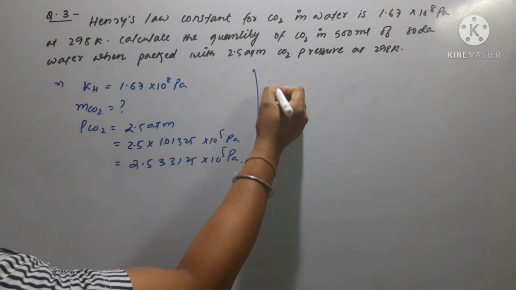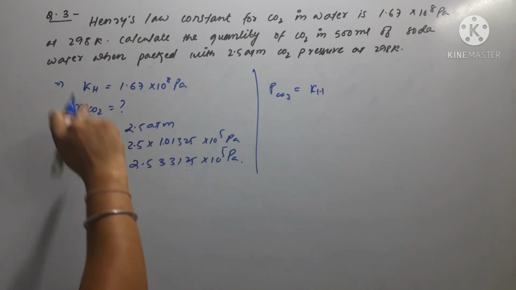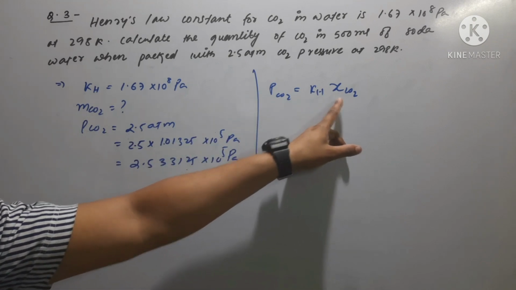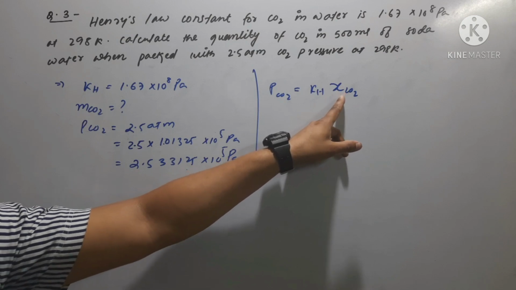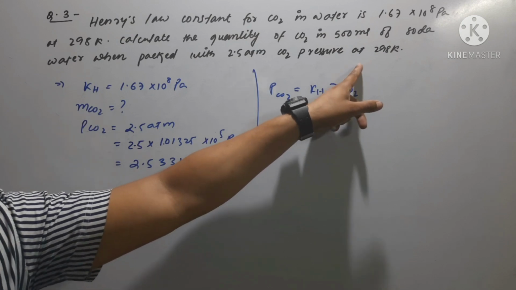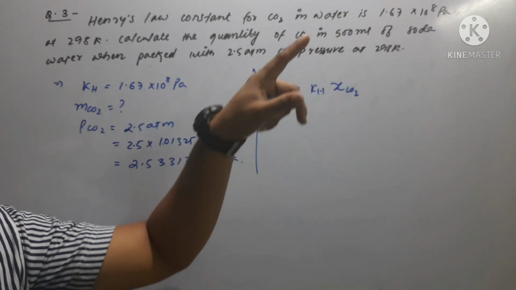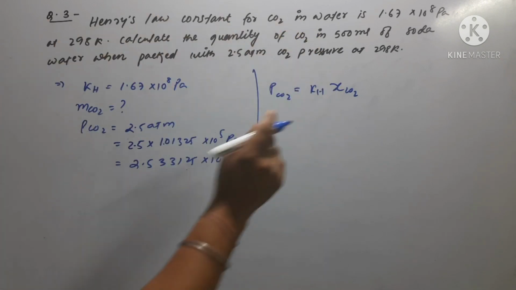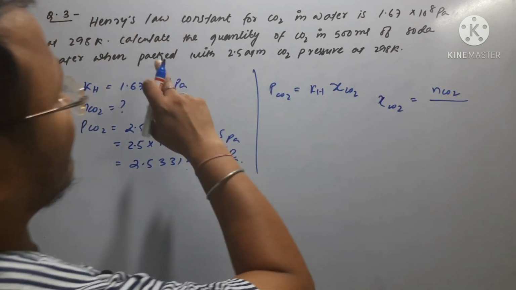Now if you apply Henry law, the pressure of carbon dioxide equals the Henry law constant for carbon dioxide into the mole fraction of carbon dioxide. Both pressure and KH are given to us, so from here we can find this mole fraction of carbon dioxide. Mole fraction of carbon dioxide means the mole of carbon dioxide divided by the total mole. The mole of carbon dioxide means the given mass of carbon dioxide divided by molar mass. So from there we could easily find out. Look guys, this mole fraction of carbon dioxide means the mole of carbon dioxide divided by the mole of solution, which is what?